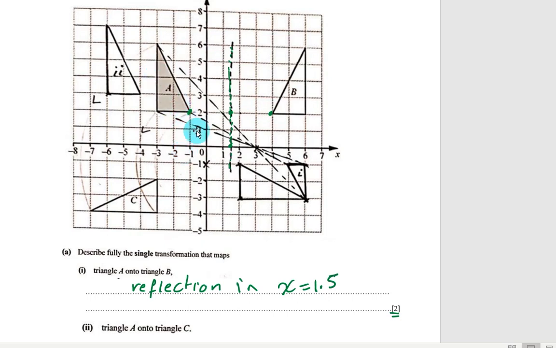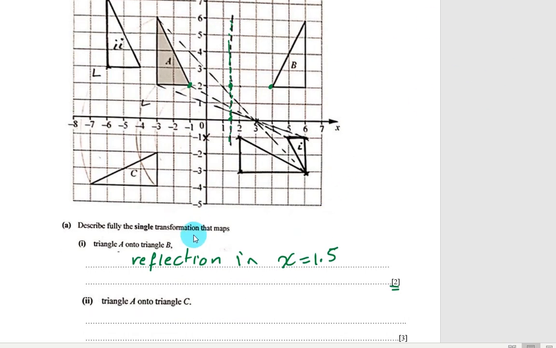Okay, so again, you find the first point and then the second point, and then you start to count the number of squares. Find the midpoint and then draw this line. So reflection about this line. Reflection one mark, x equal to 1.5, the second mark.